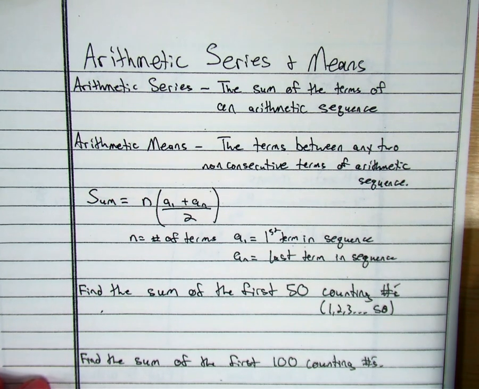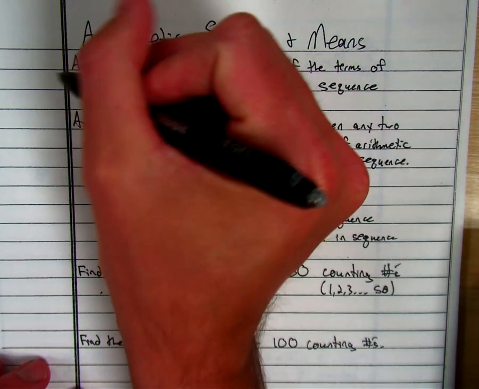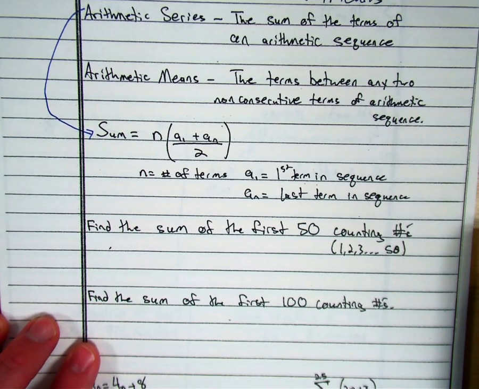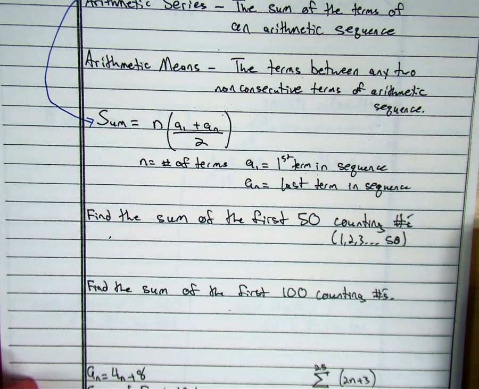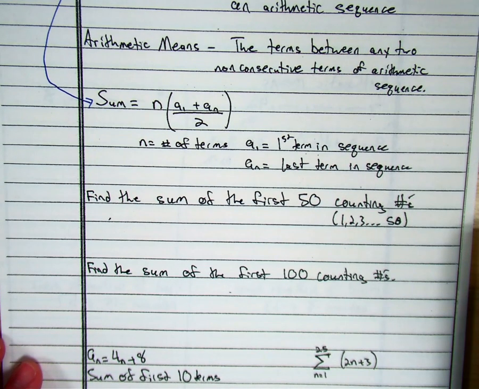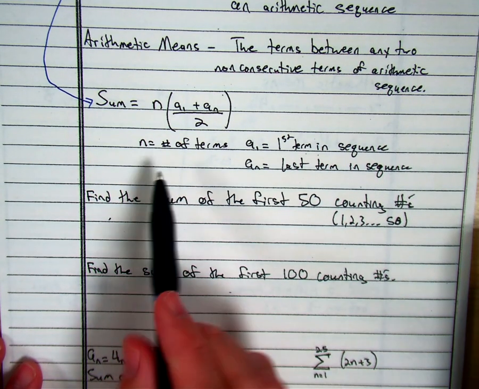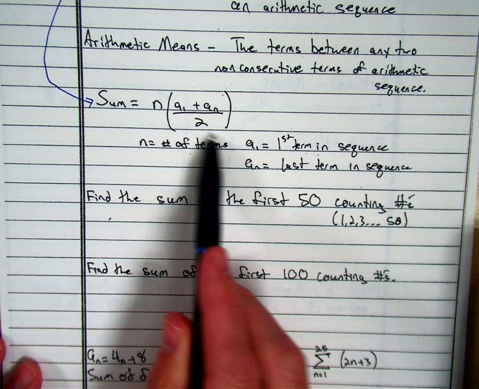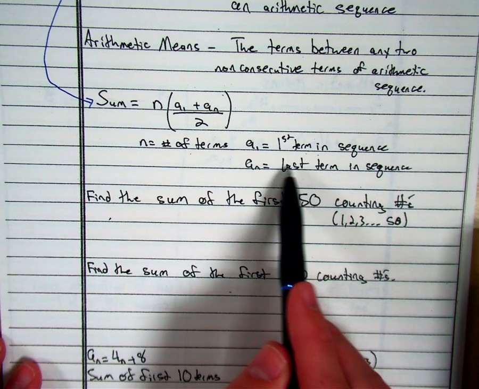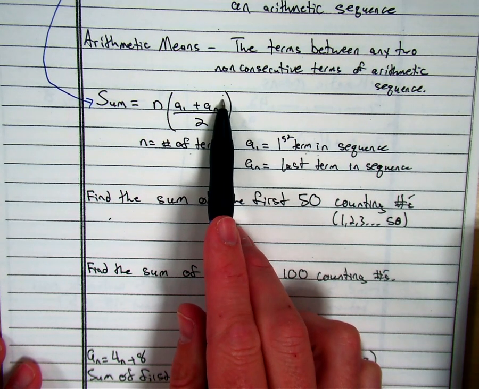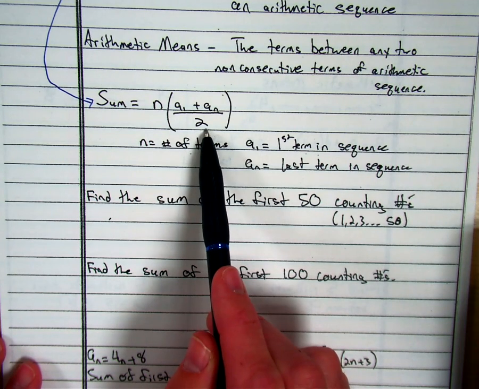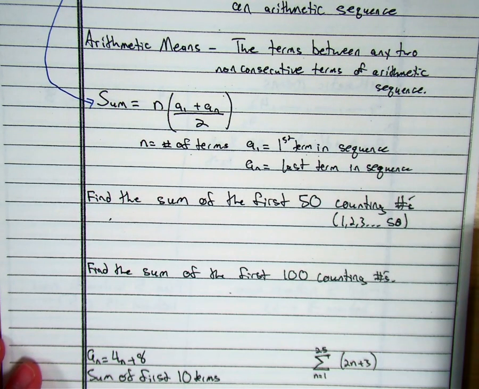Alright, so to find the sum of an arithmetic series, our formula is n times parentheses a1 plus an divided by 2. So n is the number of terms total. A1 is the first term in the sequence. An is your last term in the sequence, and divided by 2. So first plus last divided by 2 times number of terms.